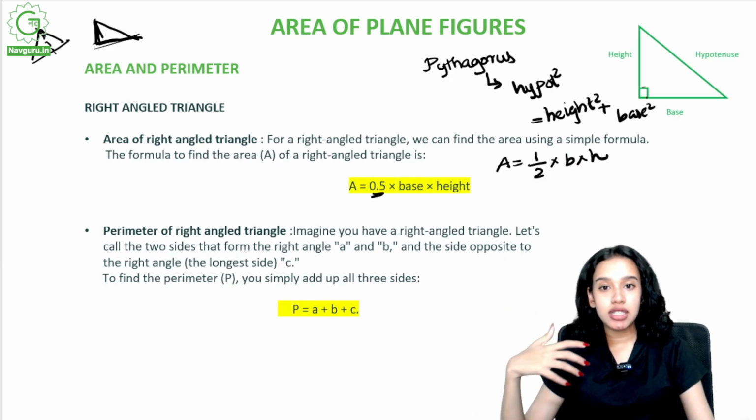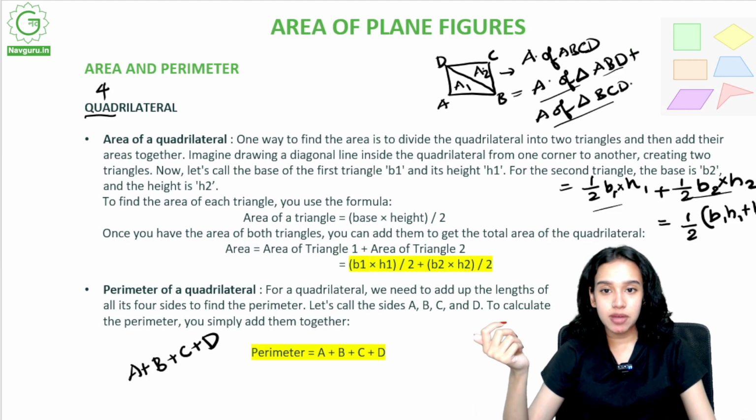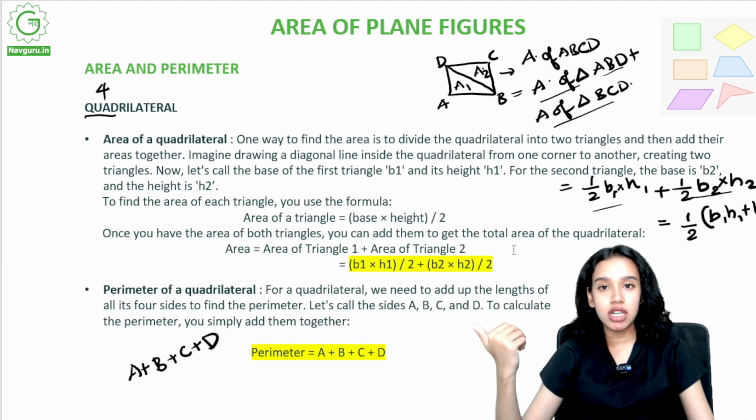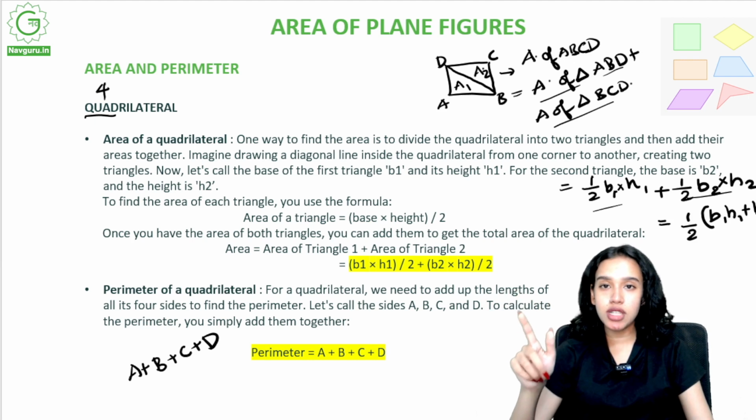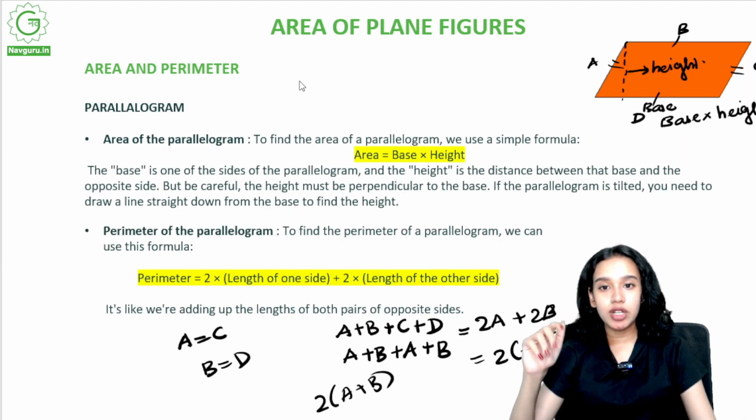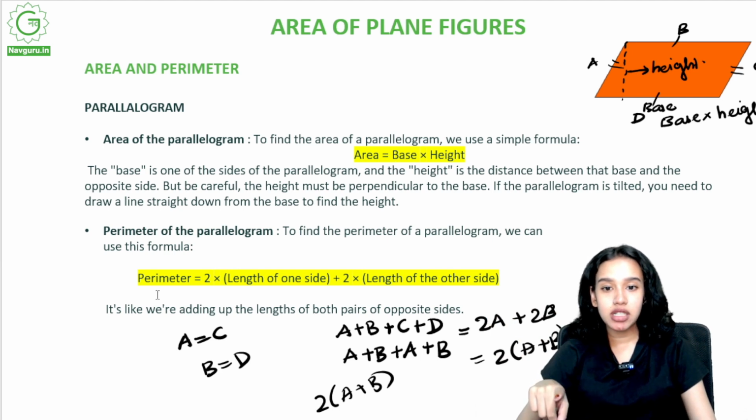Then we talked about right angle triangles. The area would be half into b into h, where h would be the height of the triangle, and perimeter is equal to a plus b plus c. Now, area and perimeter of a quadrilateral, we said that we divide it into two triangles and then we find the area of both the triangles and add them. Perimeter is again the sum of side lengths. Now, we talked about parallelograms where area is equal to base into height and perimeter is equal to 2 into a plus b when a and b are the lengths of two adjacent sides.